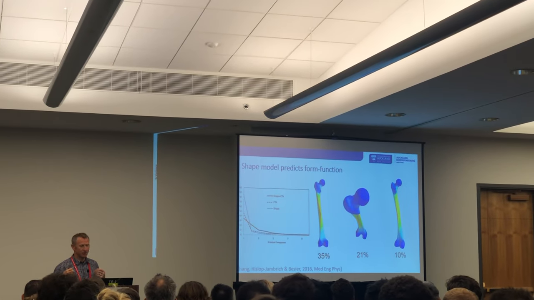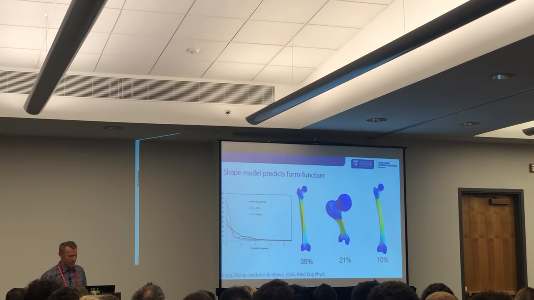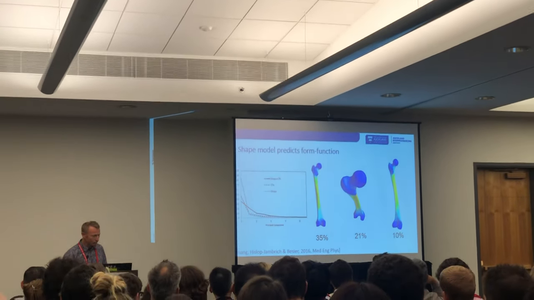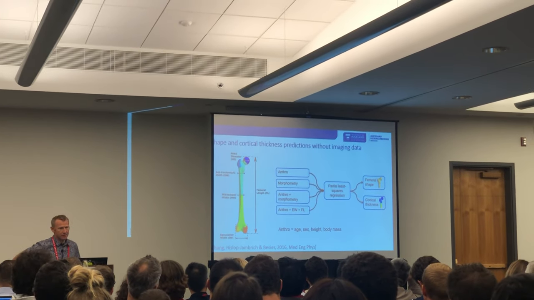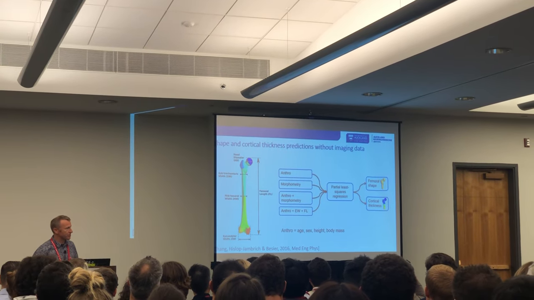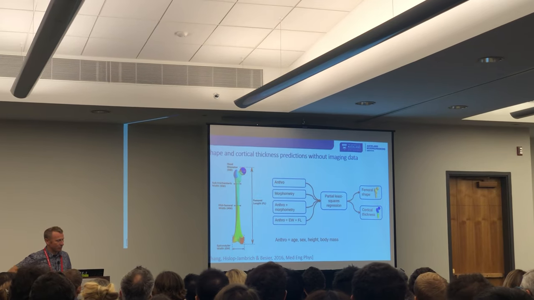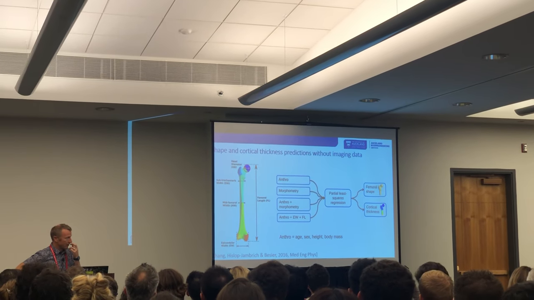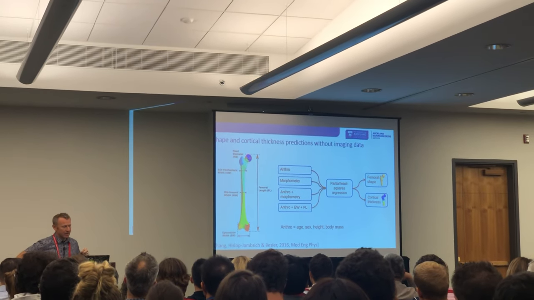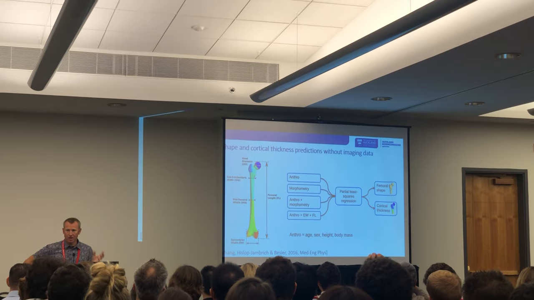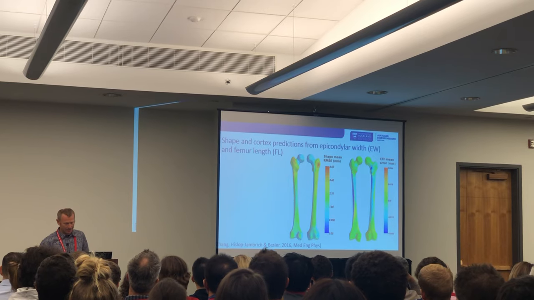So even though it's a statistical representation, it nicely shows the form-function relationships that you expect to see in the skeletal tissue. What we've done with some of these models is some regression, and our model of choice here is partial least squares regression. We've done combinations where we say, what if we take some anthropometry, some morphometry of this femur, and maybe include some things like age, sex, height, and body mass, can we actually then predict the shape as well as the cortical thickness of the bone? And it turns out you can.